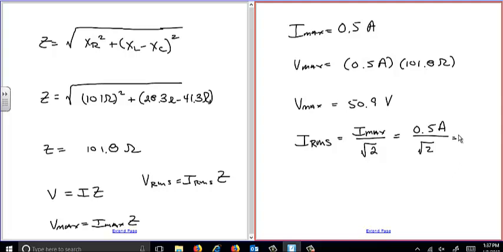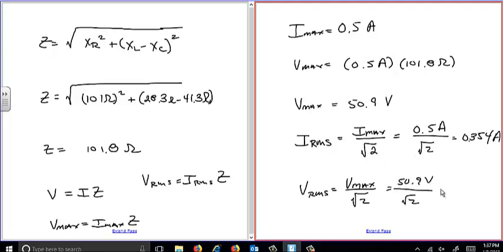So that's 0.354 amps. And likewise, the RMS voltage is equal to the maximum voltage divided by the square root of 2. That's because I times V is the power. So you get the power is half. When you multiply 1 over the square root of 2 times 1 over the square root of 2, you get 1/2.